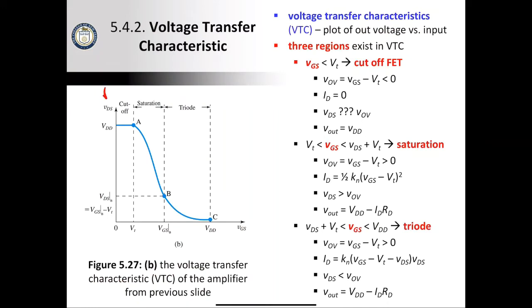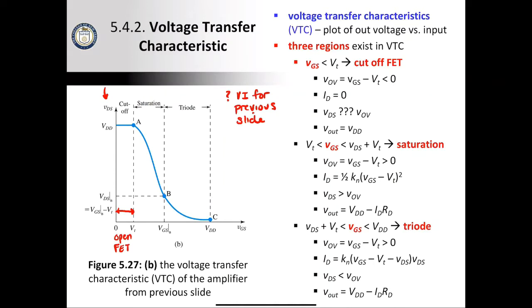Now, this graph, again, what does this show us? This is the VI relationship for that circuit that's on the previous slide. There are 3 or 4 regions of operation that we have to be concerned about. There's the cutoff of the MOSFET itself when VGS drops below the threshold voltage. The MOSFET opens up, no current will flow. The output will be equal to VDD.